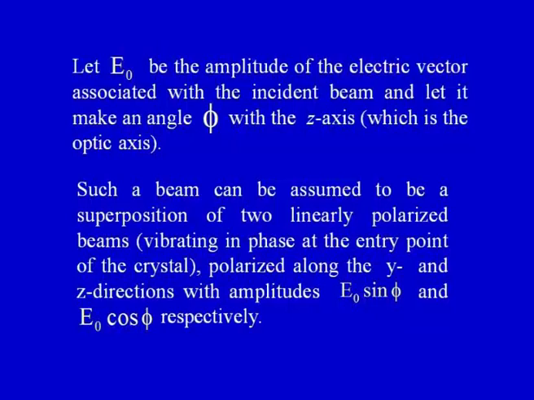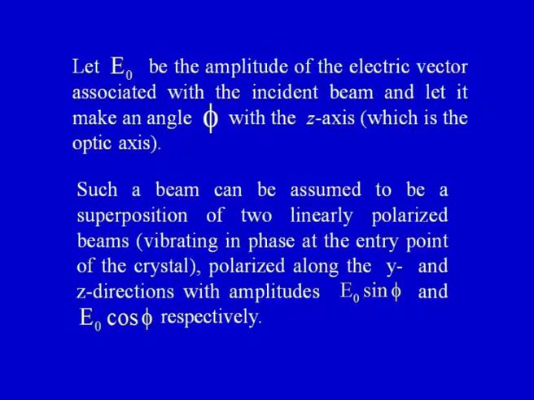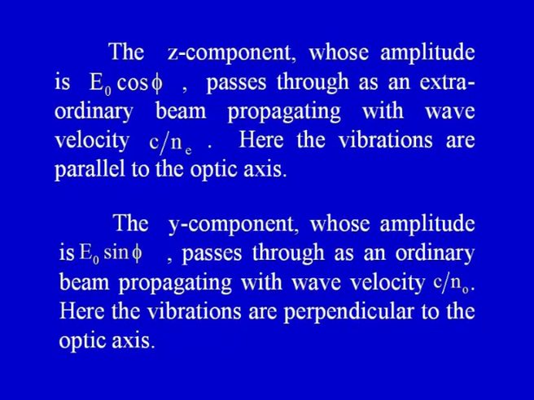Let E naught be the amplitude of the electric vector associated with the incident beam, and let it make an angle phi with the z axis, which is the optic axis as we have chosen. Such a beam can be assumed to be a superposition of two linearly polarized beams vibrating in phase at the entry point of the crystal and polarized along the y and z directions with amplitudes E naught sin phi and E naught cos phi respectively. The z component, whose amplitude is E naught cos phi, passes through as an extraordinary beam propagating with the wave velocity c by n e.